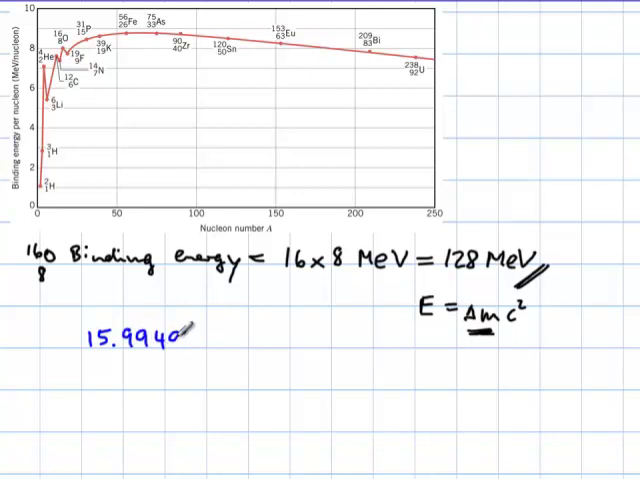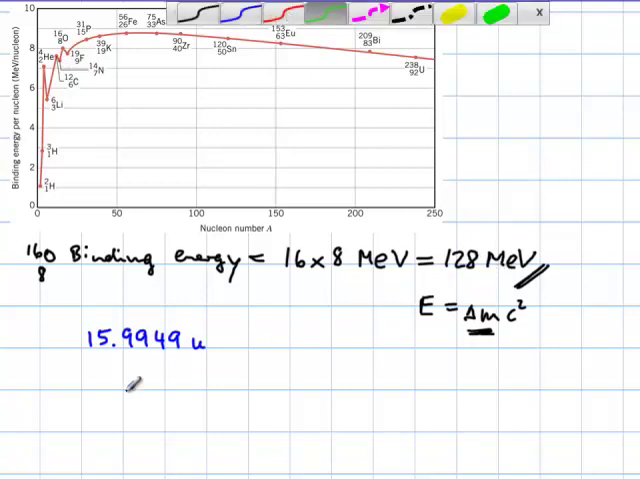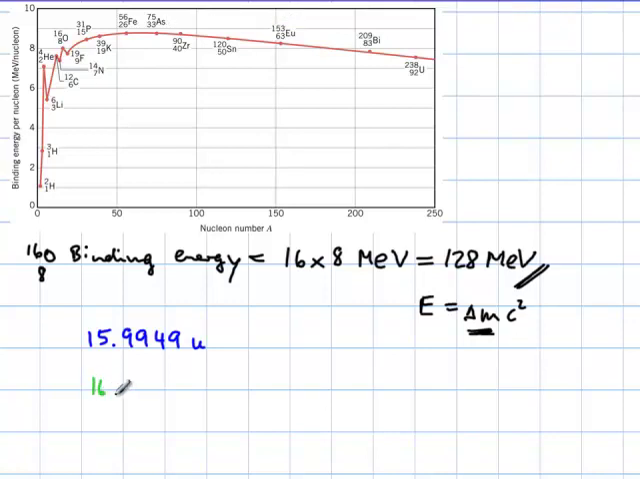15.9949 atomic mass units. Okay, now I'm going to look into it. I got, in 1608, I got 8 protons and 8 neutrons and 8 electrons, and I'm going to see how much mass that is in atomic mass units. So I'm going to grab the calculator.